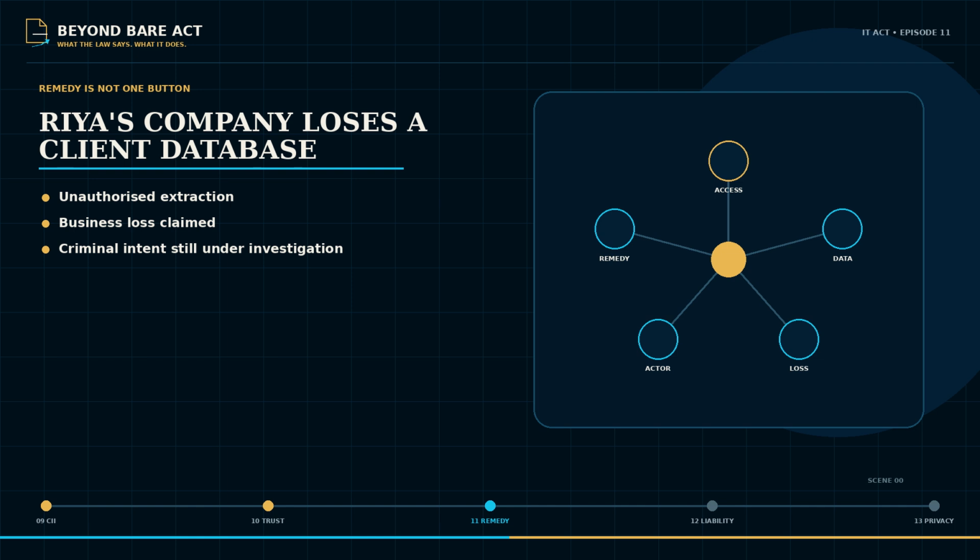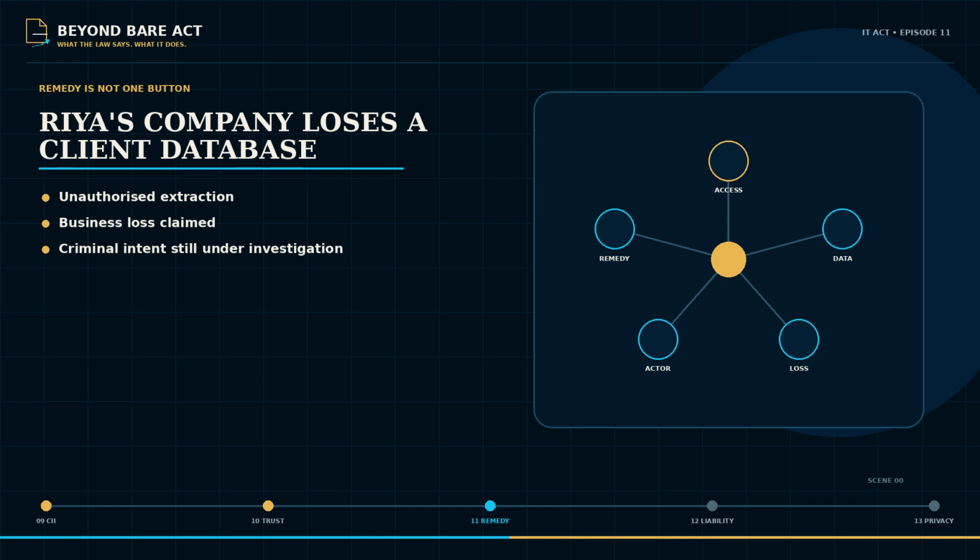We will also distinguish compounding of contraventions under Section 63 from compounding of offences under Section 77A, then examine recovery and confiscation. The purpose is not to choose a forum for a real dispute. That requires fact-specific legal advice. The purpose is to build a route map.